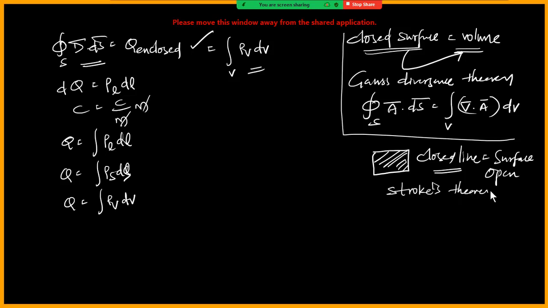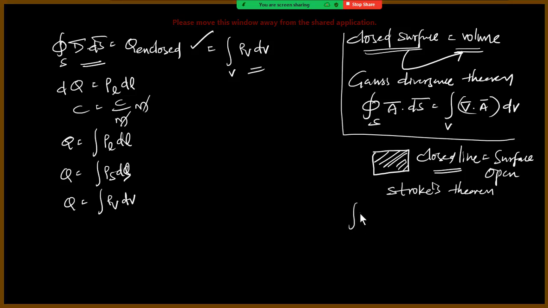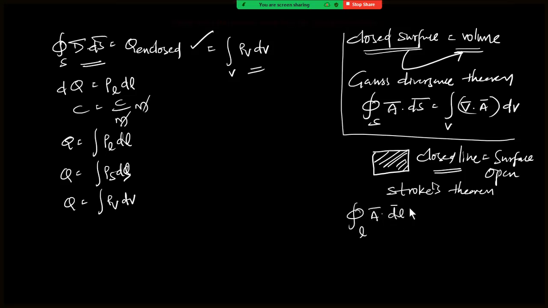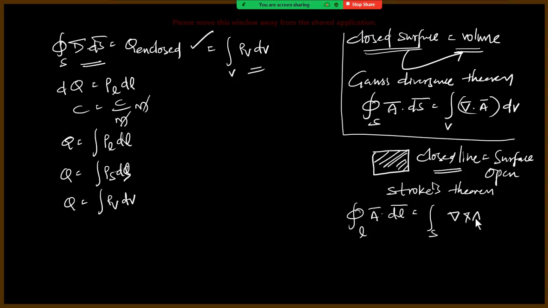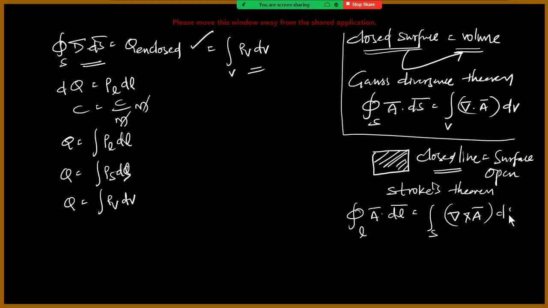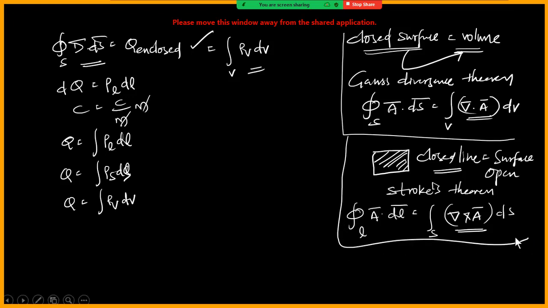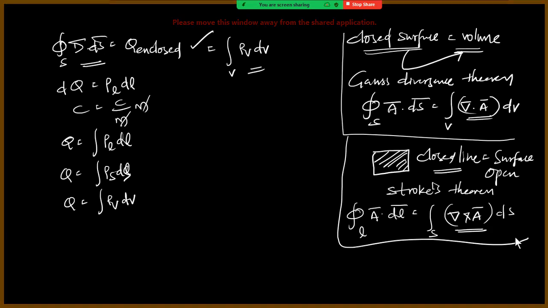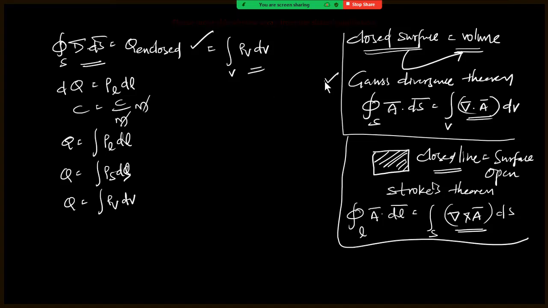So these two are very important to convert the integral form of the Gauss law into the point form. And for the integral form of Ampere's law into the point form, we are using this Stokes theorem. So closed line integral of A bar dot dl bar can be written as open surface integral of del cross A bar dot ds. Here curl of A we are taking, there divergence of A we are taking. Anyway, we are not going to use this Stokes theorem for the time being. We are going to use this Gauss divergence theorem only.